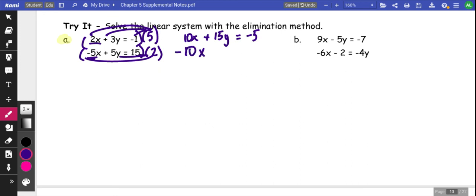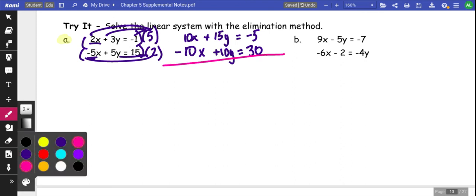Awesome. I can see those x terms are going to cancel out. 2 times 5y, I'm going to have 10y. And then 2 times 15, I'm going to have 30. I'm just making sure I didn't make any silly math mistakes because I've been talking for a long time. Okay, I don't think I did.